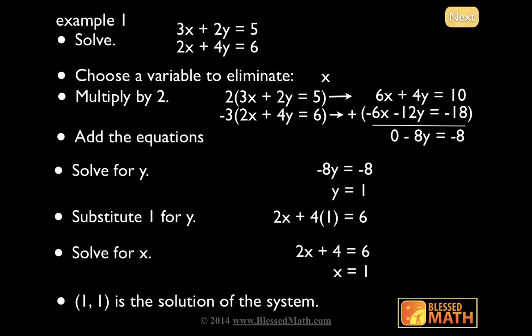So we can say the point 1, 1 is the solution of the system. And remember that you can plug it back into both equations. If you check with the first equation, 3 times 1 plus 2 times 1 is equal to 5. That is true. The second equation, 2 times 1 plus 4 times 1 is equal to 6. That is true.